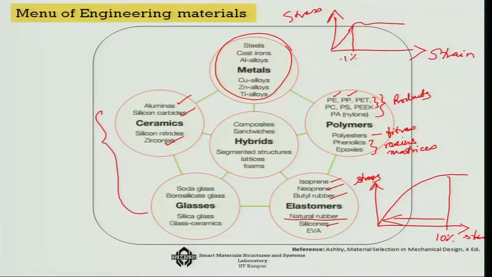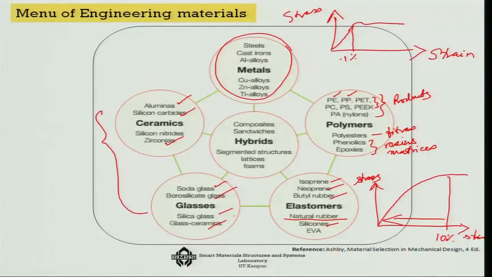Then there are glasses, and based on the origins, there are soda glass, borosilicate glass, silica glass, glass ceramics, etc. Glasses, of course, are very important because of one very important property, that they are transparent in nature, and that means they can be used in manipulating light waves in various forms, for focusing the light waves in the form of lenses, or for passing the light waves, or for concentrating it in the form of lasers and various other systems.